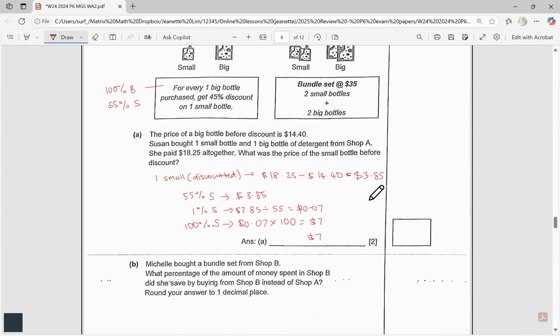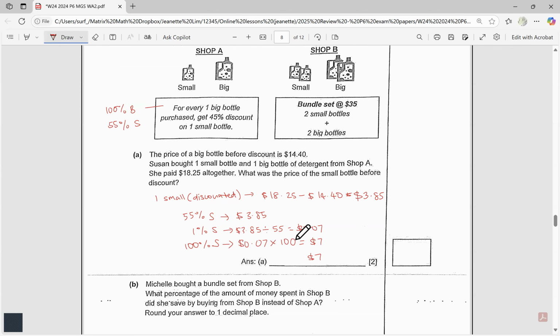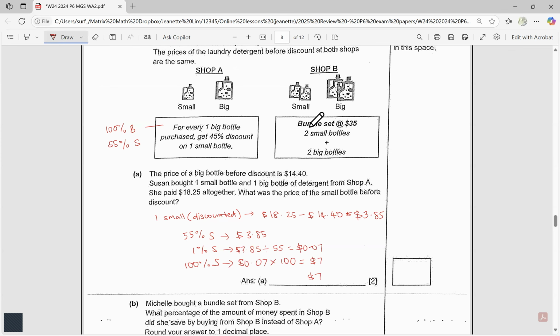Next part, Michelle bought a bundle set from shop B. What percentage of the amount of money spent in shop B did she save from buying? How much did she save by buying from B instead of A, rounded to one decimal place? Okay, for the bundle set, she's getting two big and two small.